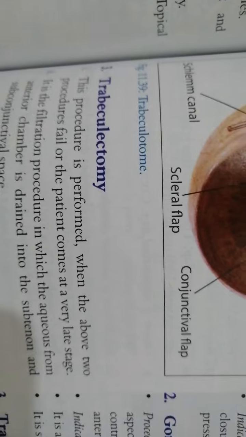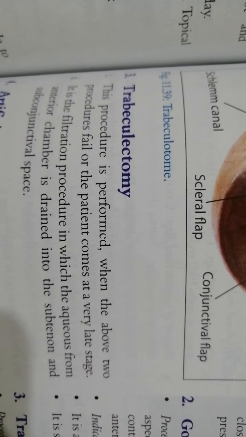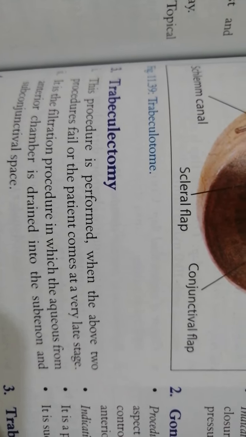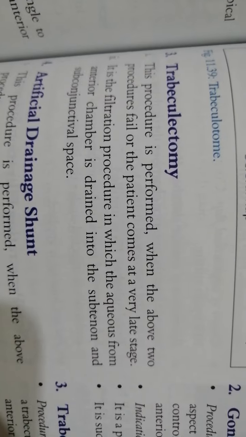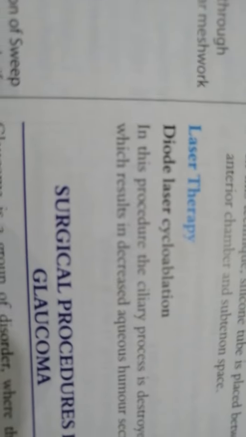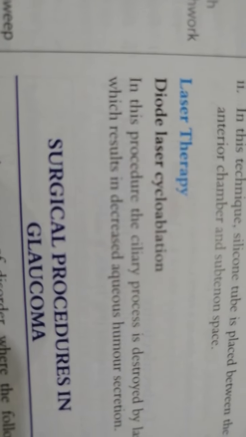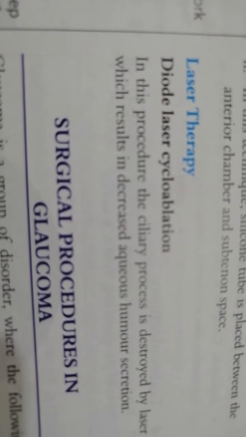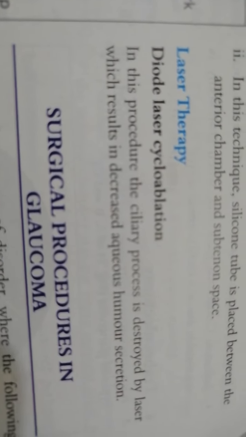trabeculectomy is performed, in which direct drainage into the subconjunctival space is done. In addition, artificial drainage shunts can be placed and laser therapy can be done. And in laser therapy, via use of diode laser cycloablation, the ciliary processes can be damaged to decrease the aqueous humor production.